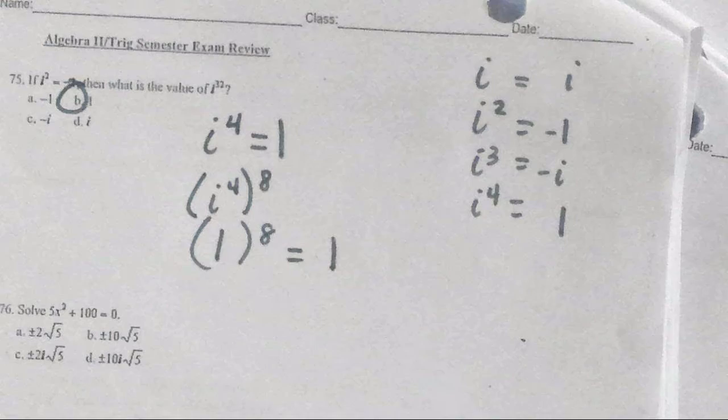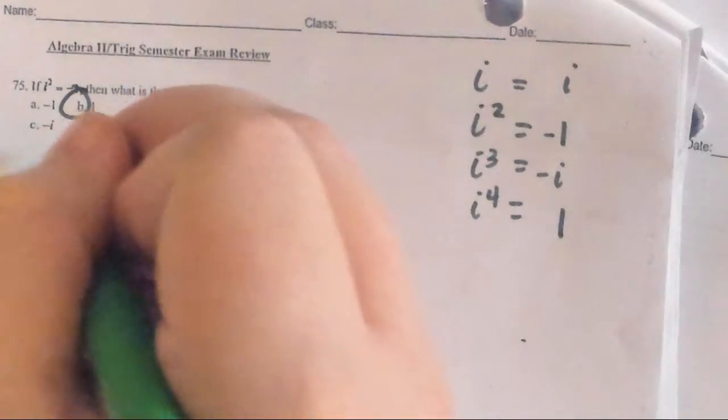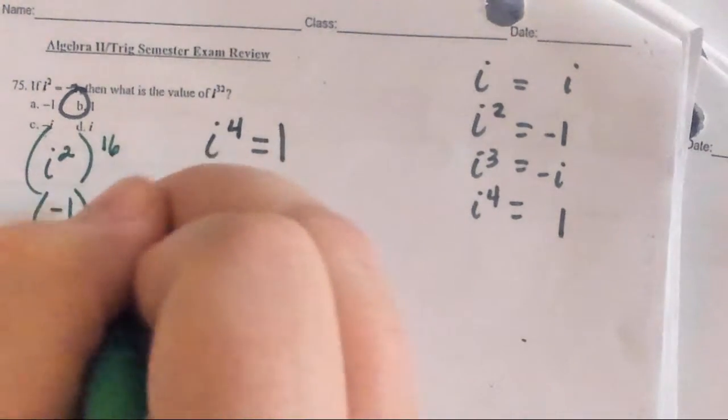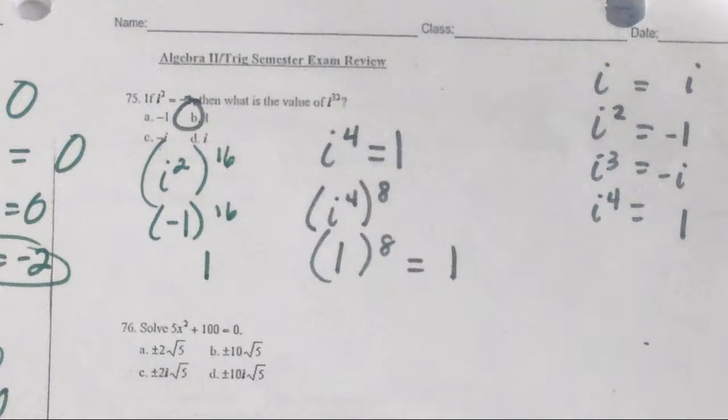However, other people aren't like me. Can you believe they think differently than me? They use the fact that i squared is -1, so they would have said this is i squared to the 16. So it's -1 to the 16, but they still would have gotten the same answer. I'm an i to the 4 person. But you do what you need to do in order to understand i.